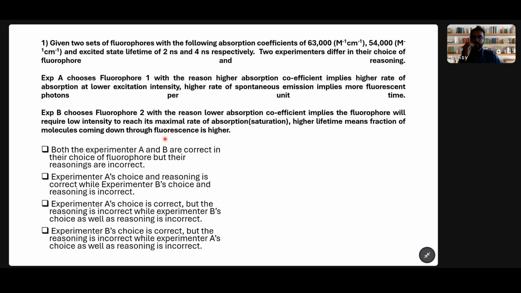Experimenter A chooses fluorophore 1 with the reason being higher absorption coefficient and higher rate of absorption at lower excitation intensity. Higher rate of spontaneous emission implies more fluorescent photons per unit time. And experimenter B chooses fluorophore 2 with the reason that lower absorption coefficient implies lower intensity to reach maximal stage of absorption. Higher lifetime, which is 4 nanoseconds, means the fraction of molecules coming down through fluorescence is higher. So which one of them is correct here? Either experimenter A is correct or experimenter B is correct.